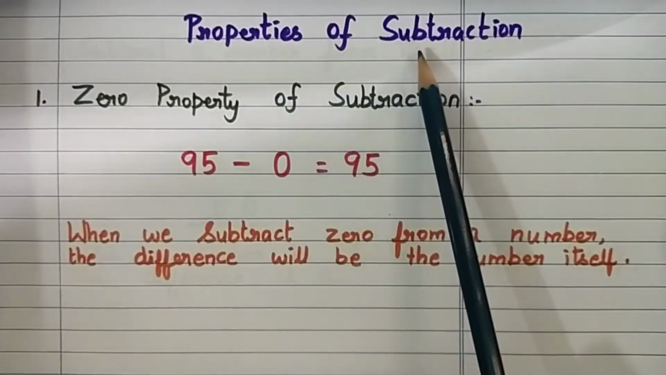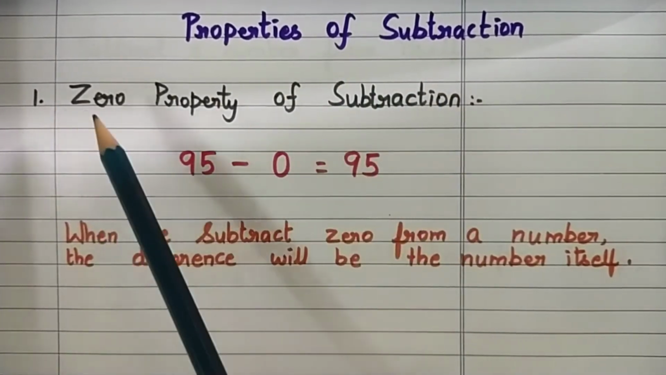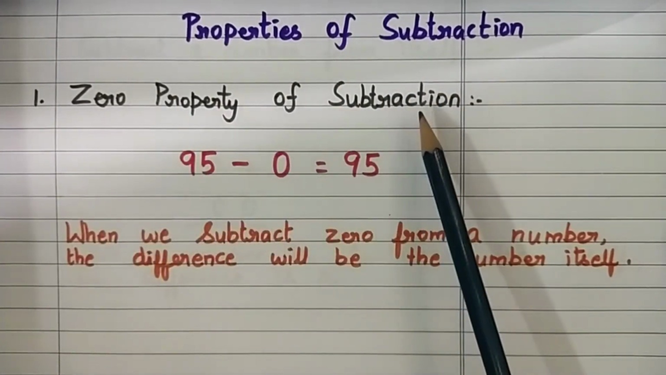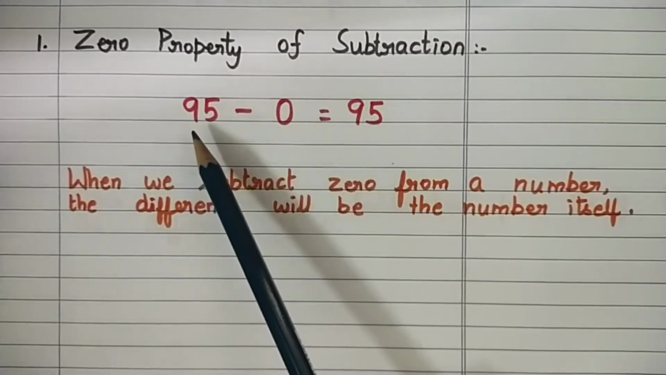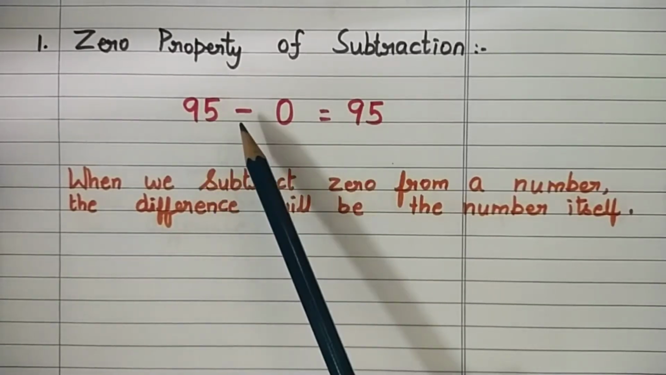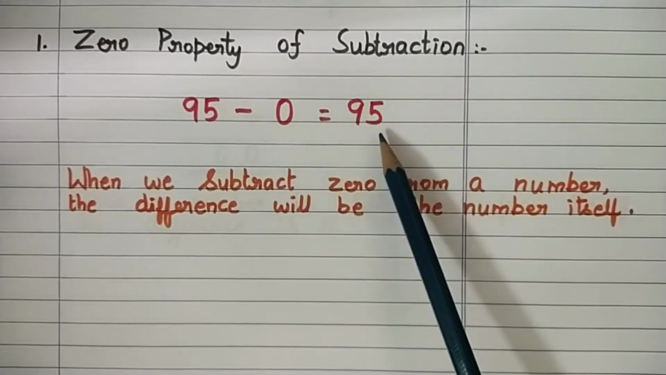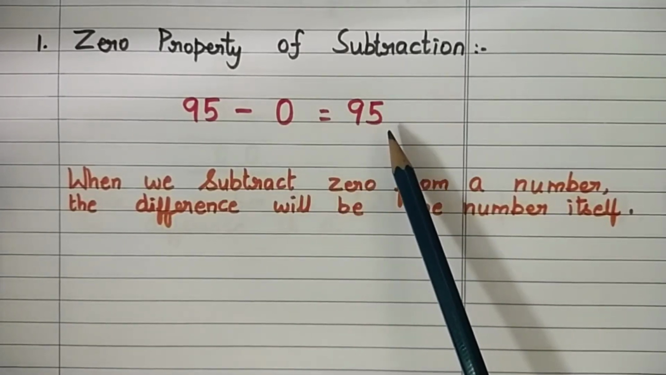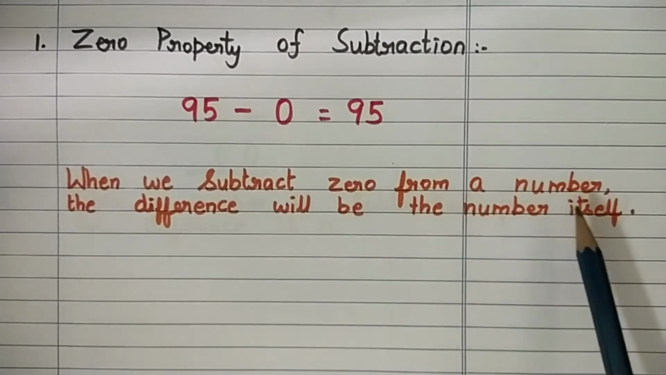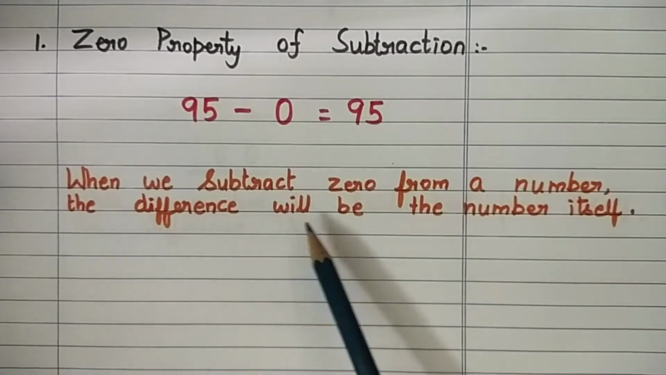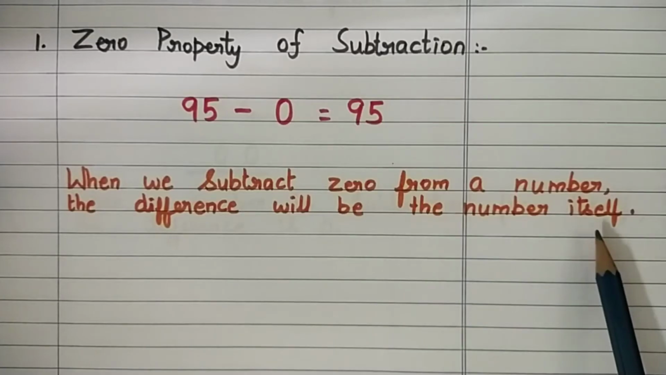Properties of subtraction. There are 3 properties of subtraction. Let us start with the first property, zero property of subtraction. In this property, 0 is always taken as a subtrahend. Let us take a number 95 minus 0. We get the difference 95. This tells us when we subtract 0 from a number, the difference will be the number itself.